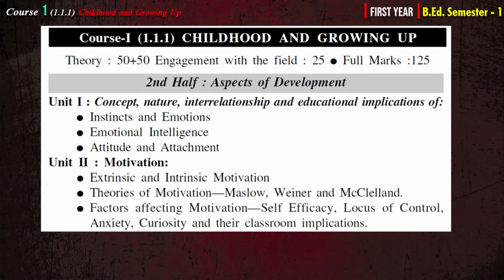Now the second half is aspects of development. In Unit 1 you have to read concept, nature, interrelationship and educational implications of instinct and emotions, emotional intelligence, and attitude and attachment. Unit 2 is on motivation. Here you have to read extrinsic and intrinsic motivation, theories of motivation by Maslow, Weiner and McClelland, factors affecting motivation, self-efficacy, locus of control, anxiety, curiosity and their classroom implications.